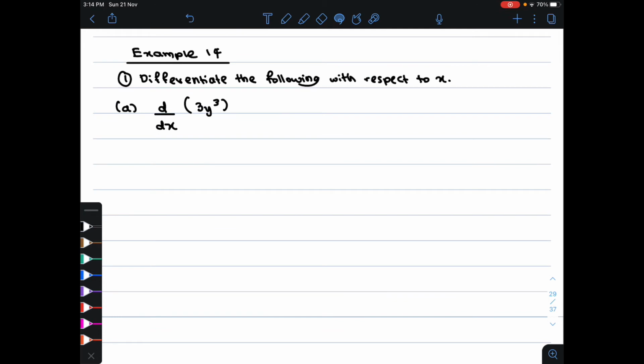Let's do example 14. Question 1, differentiate the following with respect to x. For question A, we have d dx 3y cubed. So this means that you need to differentiate 3y cubed with respect to x. This is y and this is x. So they are not the same unknown. And since this is not y only, we have 3y cubed, this is an implicit differentiation. So I'll be teaching you two methods. The first method is the longer method by using chain rule.